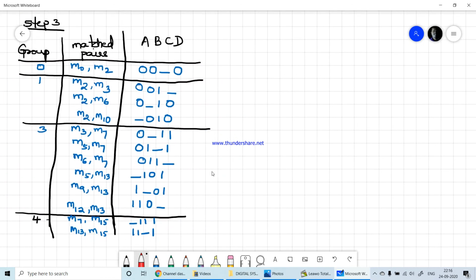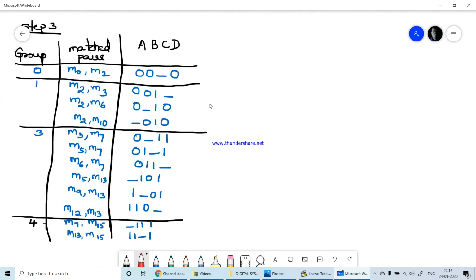Now next, step 4 is continuing with step 3, same as step 3. In step 4 again you will create the same table and find the matched pairs in the step 3 table. Okay, so that is what we do. So I'll write group, then matched pairs, then ABCD.